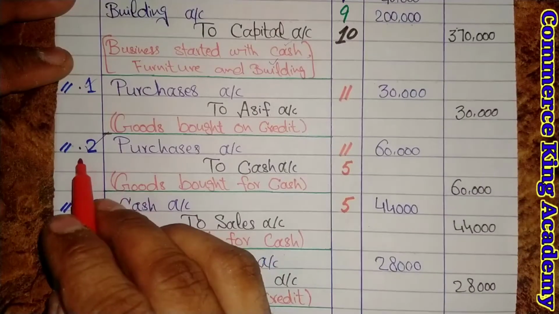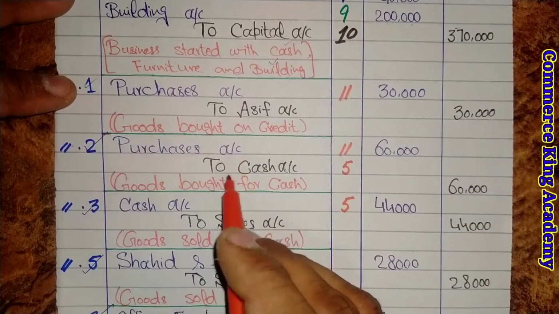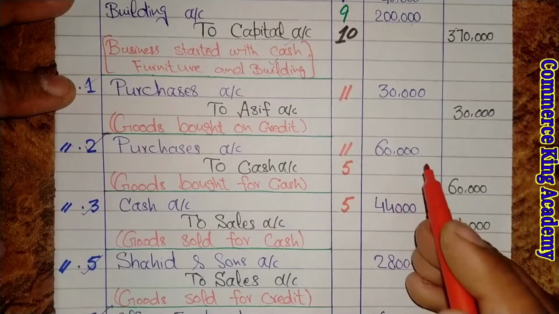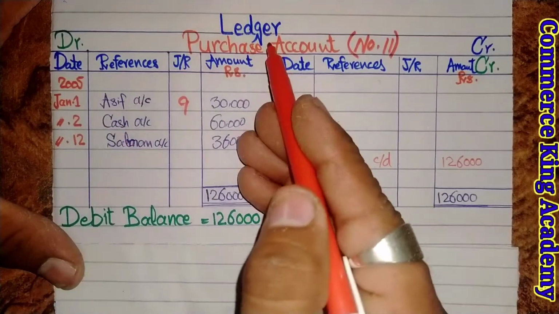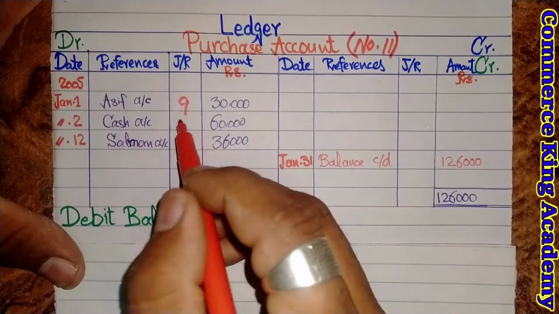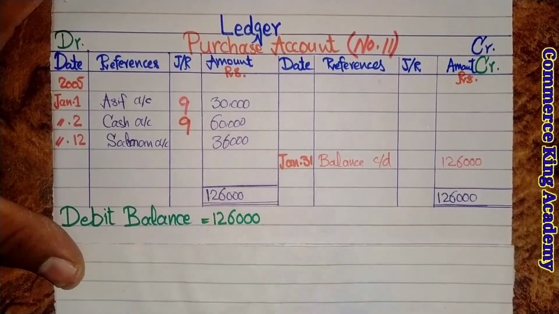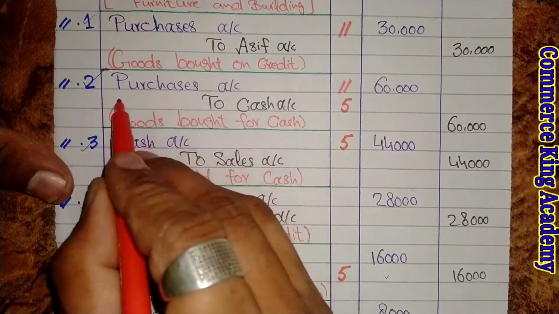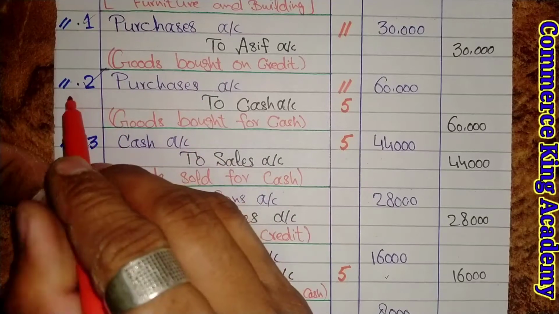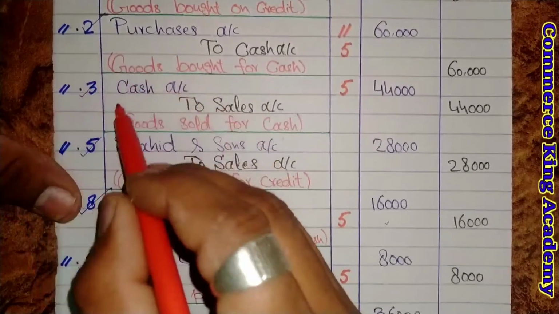Next purchases entry is on Jan 2nd. Purchases account debit to cash account. Okay. Amounted 60,000 rupees. Okay. Jan 2nd. Purchases account debit by cash account. Page or reference number same as above, 9. This is the amount you can see here. After entering into the ledger account, this purchases account is part of the transaction held on Jan 2nd. So we will find the next purchases account.